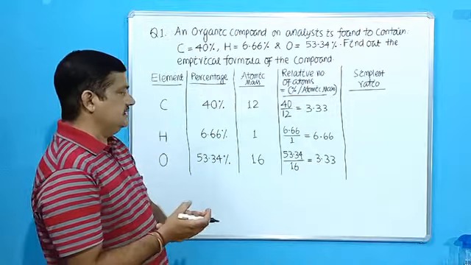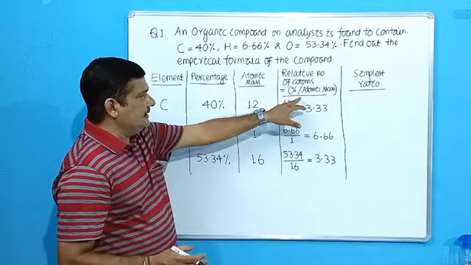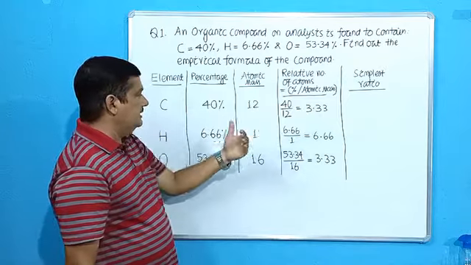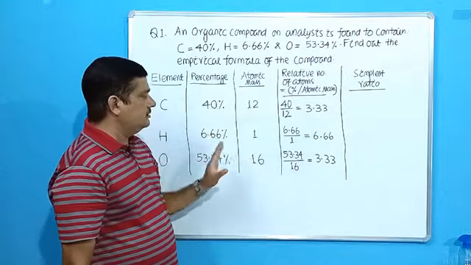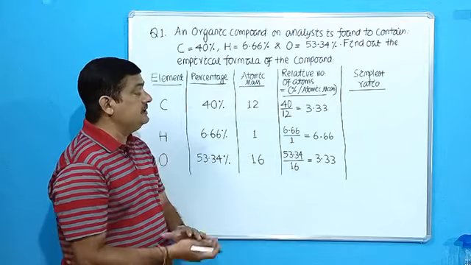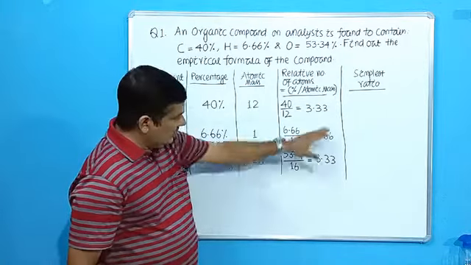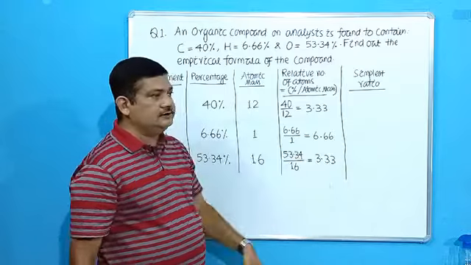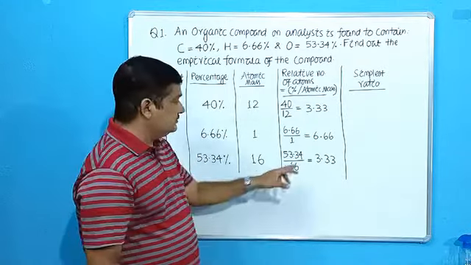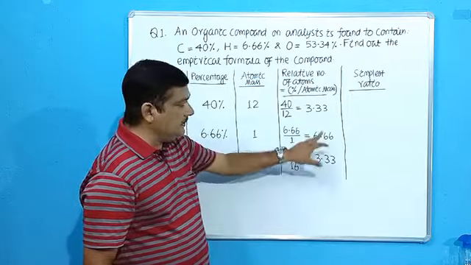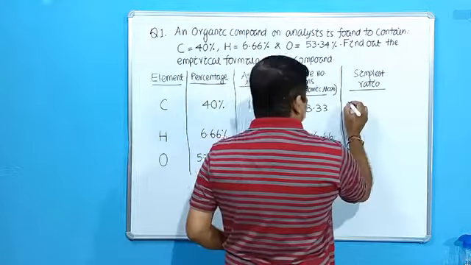So we have to find out these ratios. The formula to find out the relative number of atoms is percentage divided by atomic mass. Like this is the formula. So you have to find out like this. Then how to find out the simplest ratio? Out of these 3 ratios, we have to find out the smallest one, and it has to be divided by all. Smallest one is here 3.33. So what will be the simplest ratio?